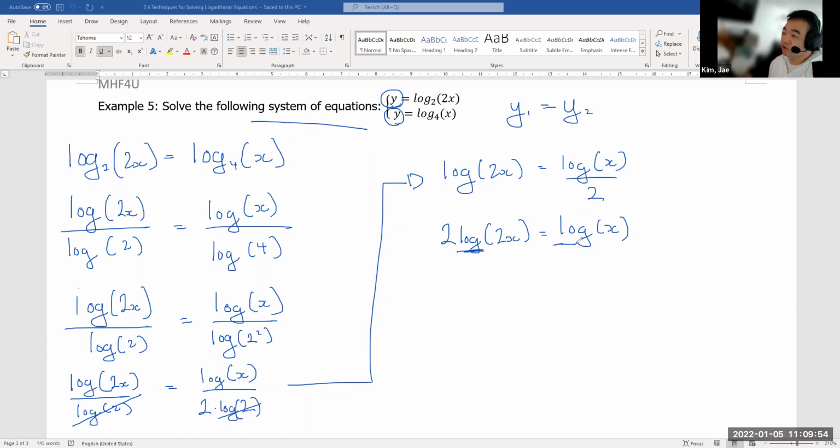Notice how there's a log here and there's a log here and they're both the same base. I'm going to turn them into a single log by bringing that exponent back in, turning this into 2x to the power of 2. So that coefficient of 2, I'm going to pretend that it was originally an exponent. What does that give me? It gives me the argument that 2x to the power of 2 is the same as x, or 4x squared is the same as x.